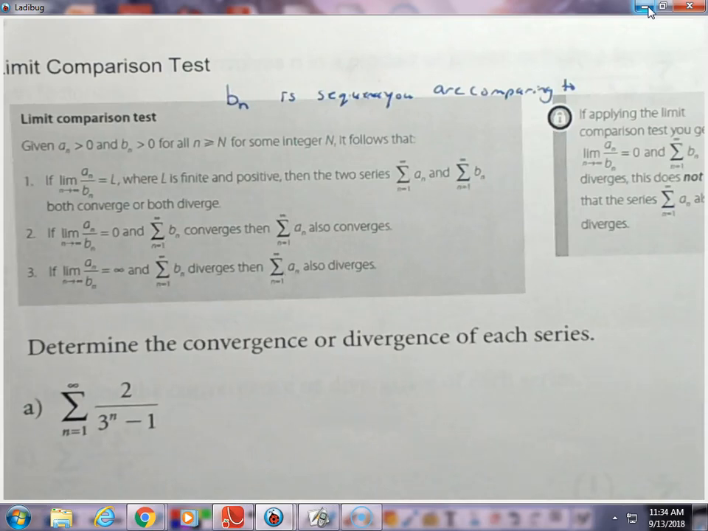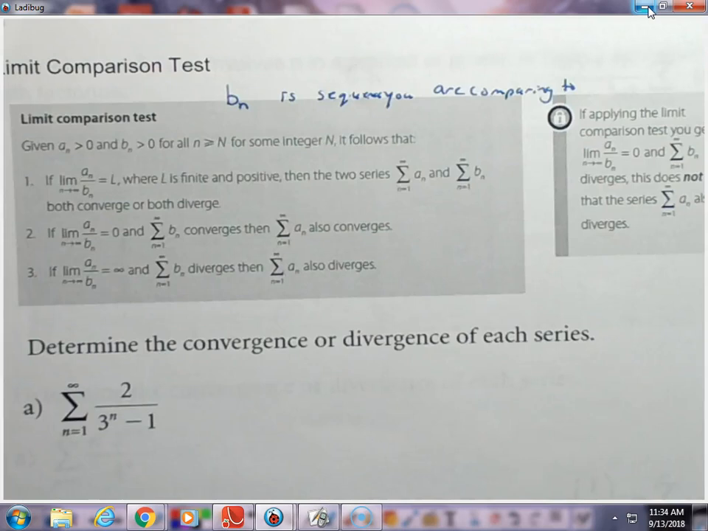You're going to take the limit as n approaches infinity of your sequence divided by the sequence you're comparing to. If you work that problem and you get something that is positive and finite, then both behave the same. So if what you were comparing to converges, you converge too. If what you were comparing to diverges, you diverge too. It behaves the same.